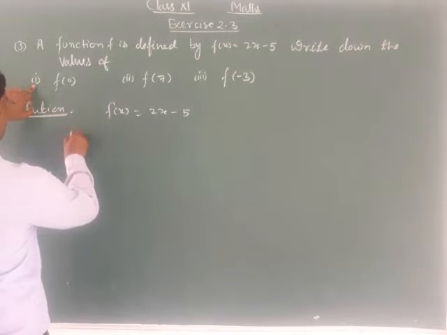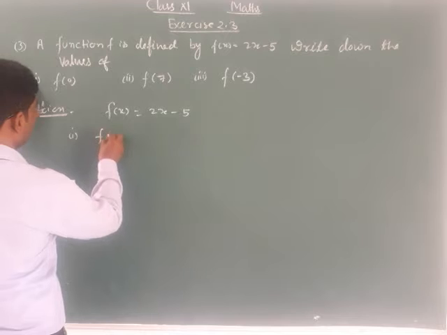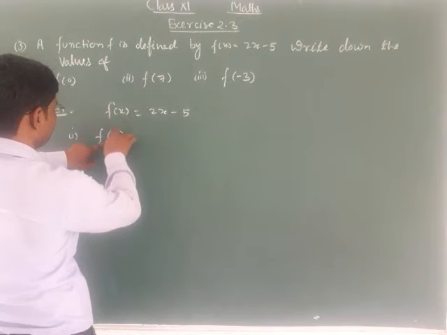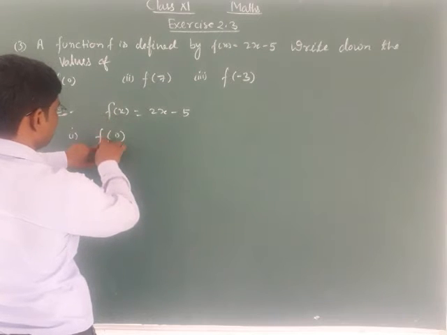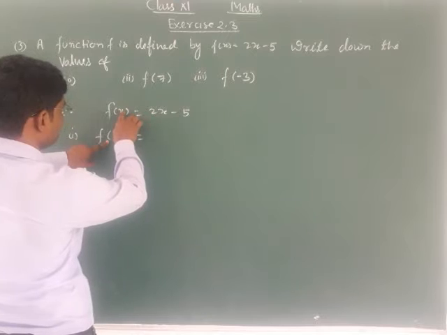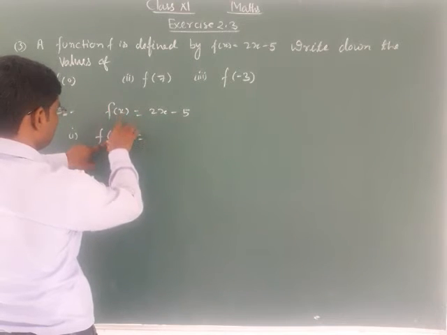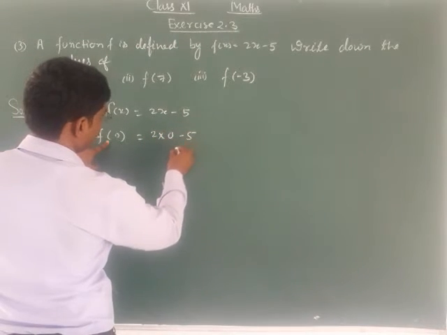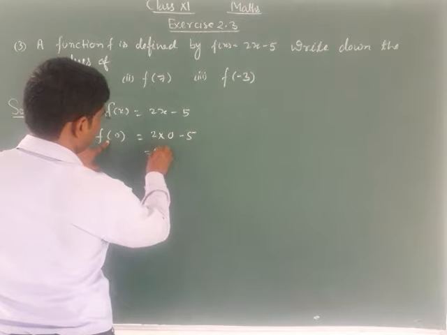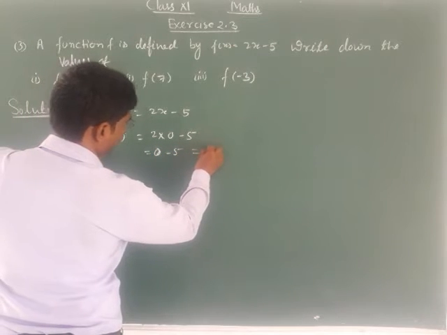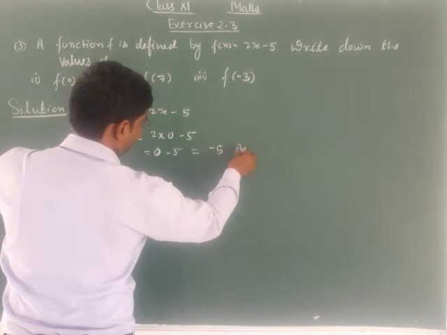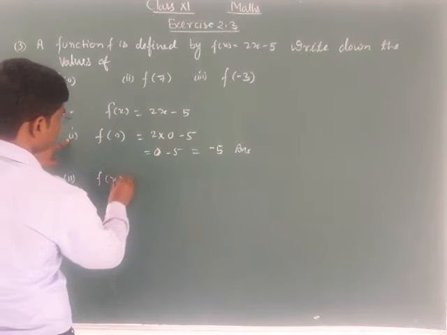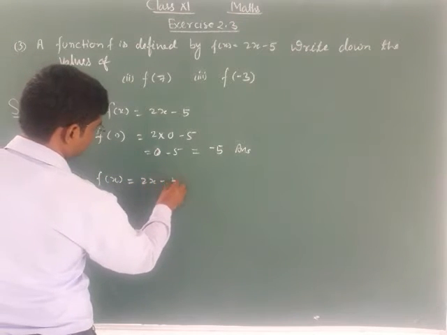Now first find f(0). So here x = 0. So put it here: 2 into 0 minus 5 is equal to 0 minus 5, which is equal to -5. This is the answer.